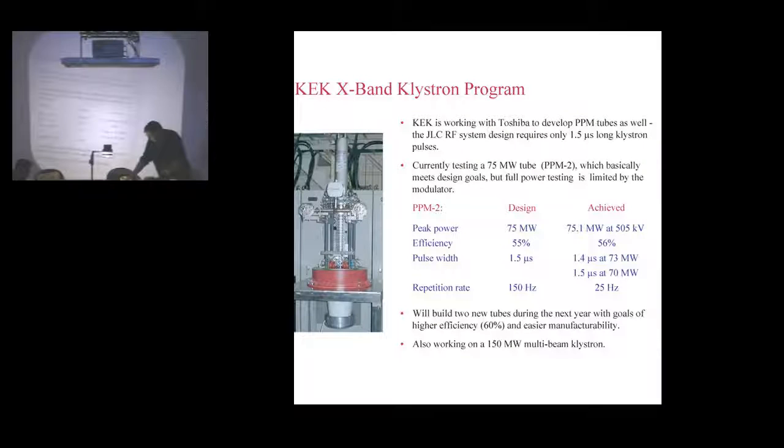Also, in parallel, at KEK, there's a program to develop these types of tubes. They're working with Toshiba and they've built a number of these already. This is called PPM2. It's a 75 megawatt tube. In their design, they're only looking at 1.5 microsecond pulses instead of 3. It makes it a little easier.